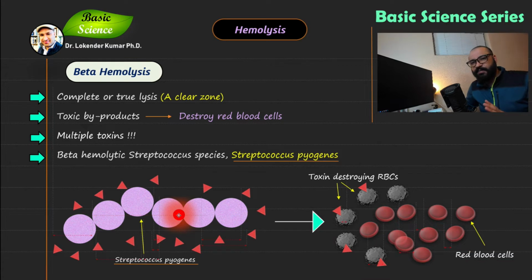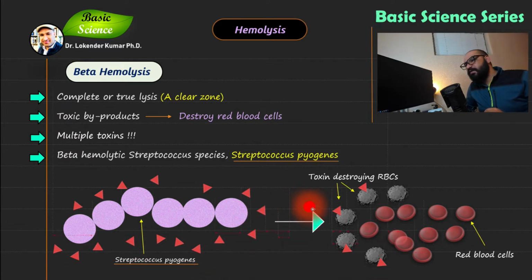And I will explain what are the different toxins that are produced by Streptococcus species, specifically Streptococcus pyogenes. So as you can see, I have designed this illustration where I have bacterial cells, these round violet color gram-positive cocci, resembling the Streptococcus pyogenes cells, and they are producing these triangles. These triangles are the multiple toxins that are produced by Streptococcus pyogenes. And I will explain in my next slide what these toxins are.